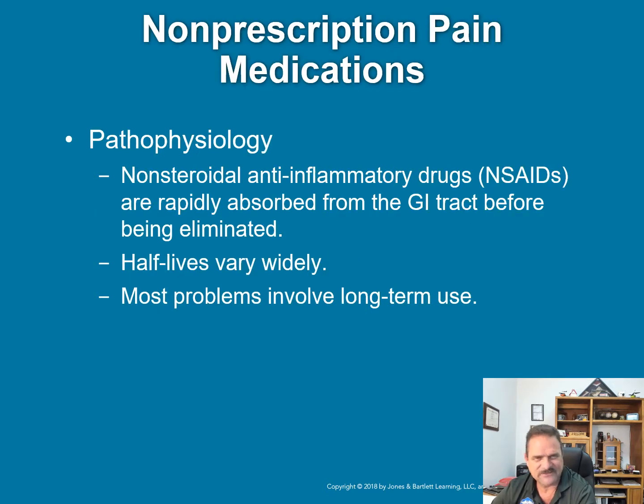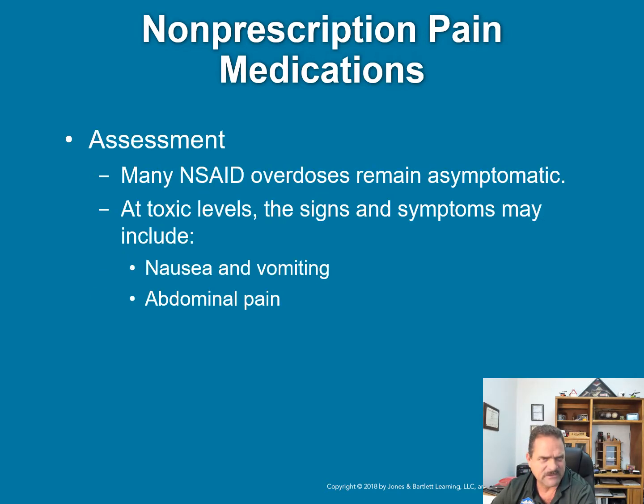Non-prescription pain medications, non-steroidal anti-inflammatories, NSAIDs, are rapidly absorbed, with half-lives varying widely, and most problems involved are from long-term use. Assessment: many overdoses are asymptomatic. At toxic levels, the signs and symptoms at most could be nausea, vomiting, and some abdominal cramping.